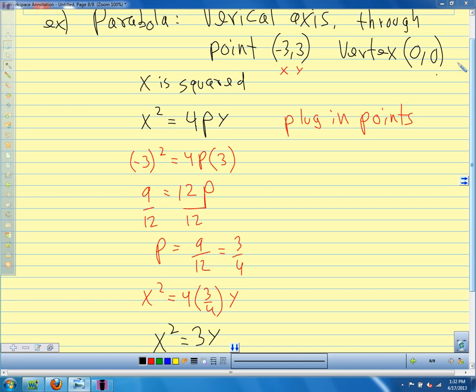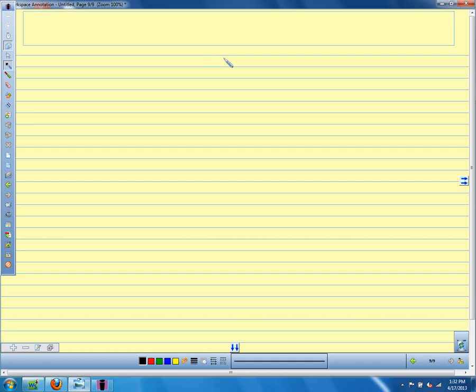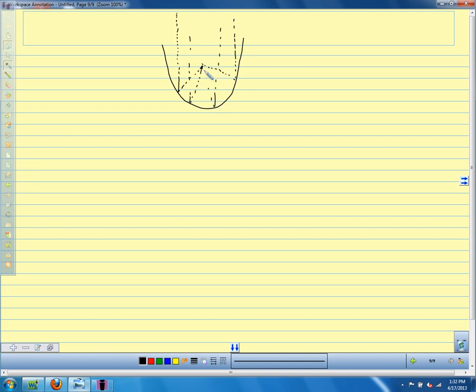I just wanted to talk really quickly about the focus. One reason that we call it the focus is if we have a lens or a mirror. If I have a mirror that's the shape of a parabola, any light that comes in parallel to the axis reflects to the focus. So if I have a parabolic mirror and light comes in parallel, it all reflects to the focus.